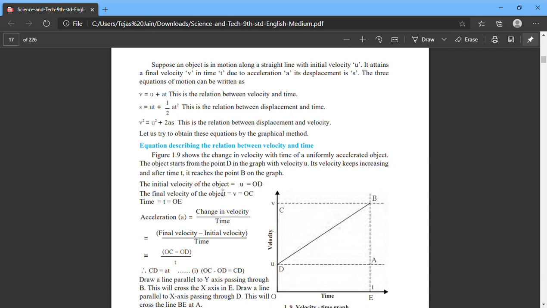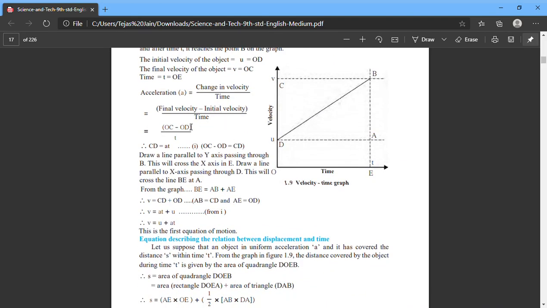The initial velocity of the object is u, which is equal to OD. Now see here, this u is equal to OD. The final velocity of the object is v, which is equal to OC. Time t is equal to OE, right? Now the formula of acceleration is change in velocity, that is final velocity minus initial velocity upon time. We already noted that final velocity is equal to OC, initial velocity is equal to OD, therefore OC minus OD, and for time it is t.